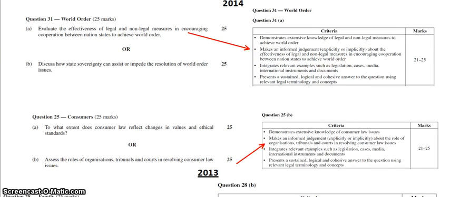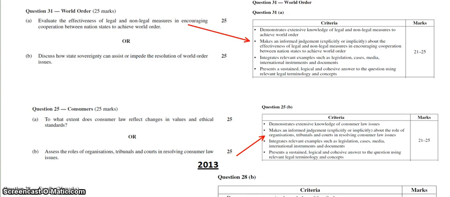Now let's roll on down to the same year, 2014, over in the consumers question, they ask you to assess the role of something. Okay, let's see how they get you to do that in the markers again. Top band response, makes an informed judgment, explicit or implicit. Hang on, this is exactly the same thing. Evaluate the effectiveness, makes an informed judgment, explicit or implicit. Assess, makes an informed judgment, implicit or explicit. Okay, so clearly the terms are interchangeable. Even the markers are not differentiating between evaluate and assess.